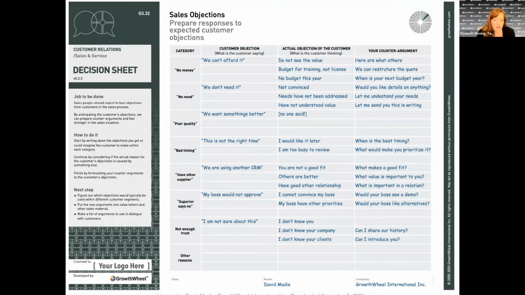And then the last one we have is they say, I'm not sure. I don't trust you. I'm not sure about this. They're saying, I don't know you. I don't know your company. I don't know your clients. And so for us, we can share our history. We can introduce you to other people who are using us. We can share testimonials to kind of share that out too.